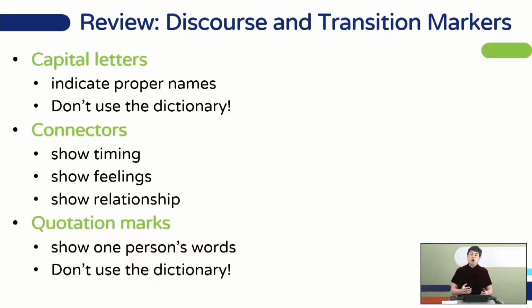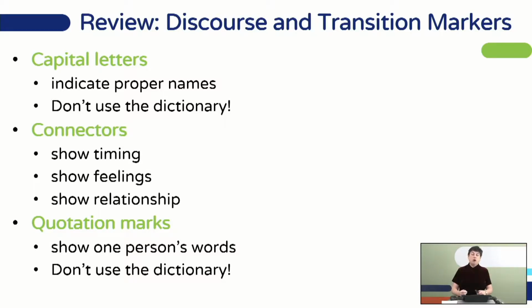Connectors are transition markers and discourse markers that show us different things. They show us the timing, the feeling, the relationships. They show us addition, they show us contrast. The connectors are what show us how one idea is connected to the next idea. And they show us how the writer feels about them, how important they are, if they are additional examples showing the same thing or something showing a difference.